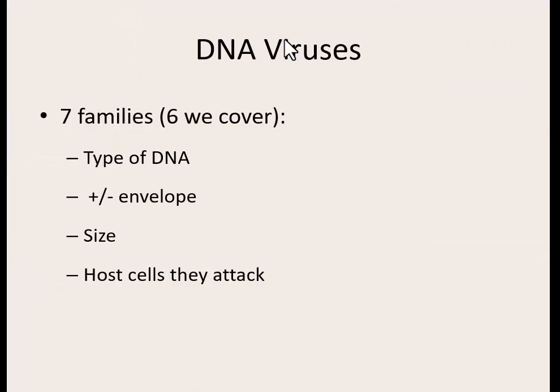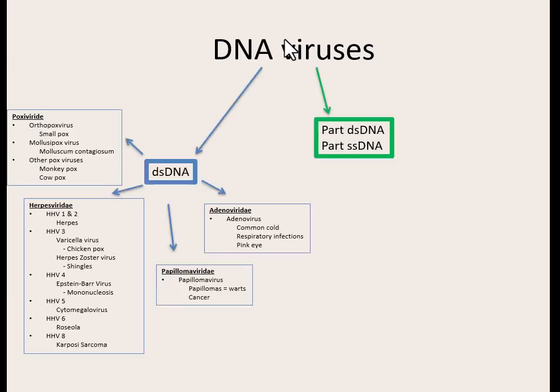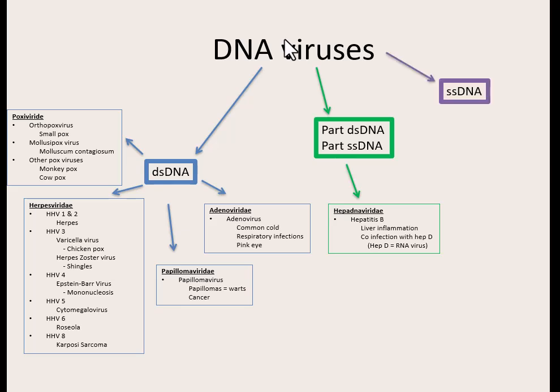There are 7 families of DNA viruses that cause diseases in humans. We only cover 6, the top 6 that cause actual human disease. Even though they all have DNA as part of their genetic material, we still group them, and there's a reason why they're in 7 families, 6 we talk about, based on what type of DNA they have. Even on that little flow chart, which is the exact same picture that's on the next slide, we're grouping them: do they have double-stranded DNA, which is pretty normal?